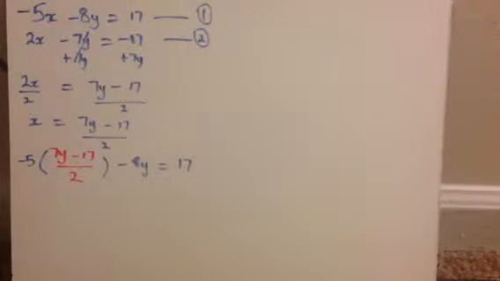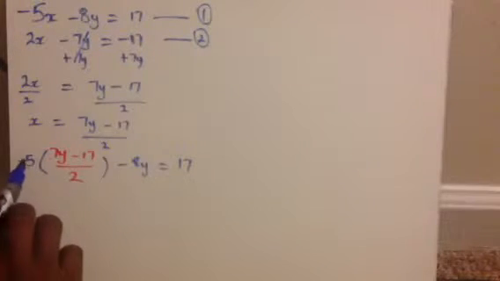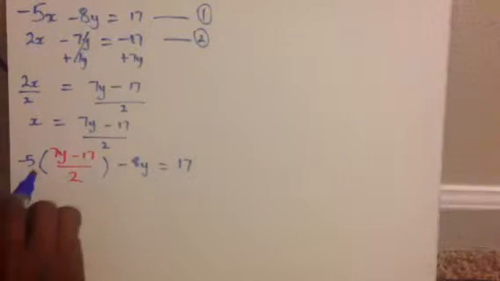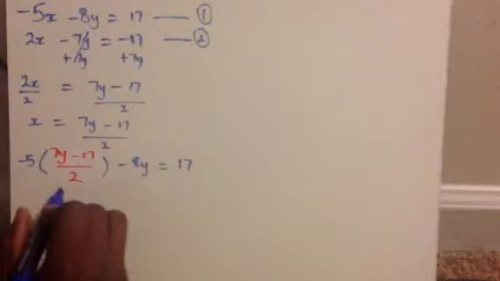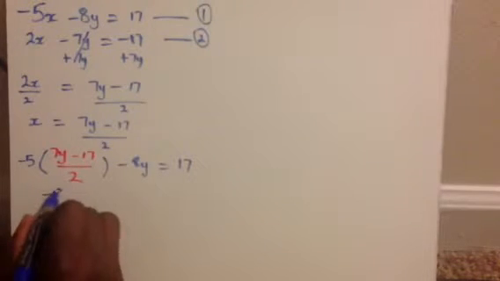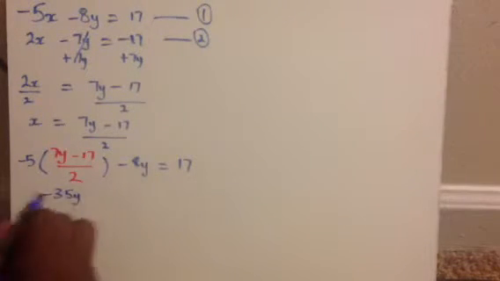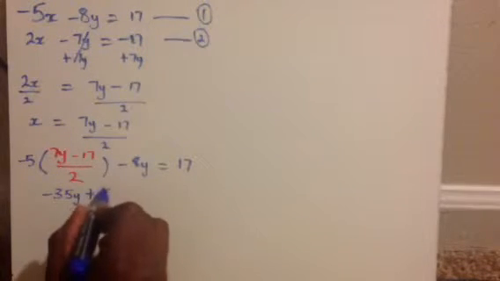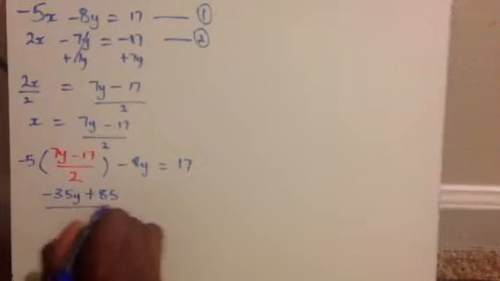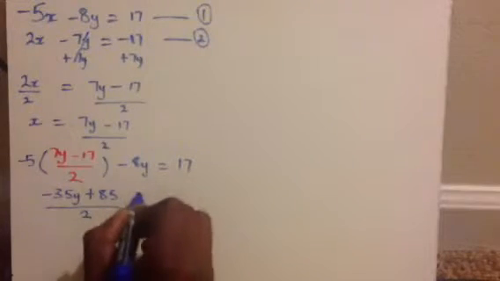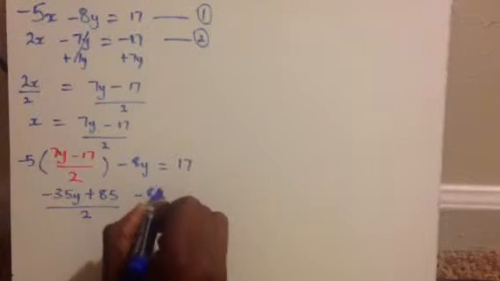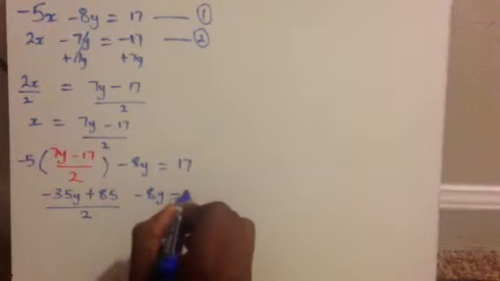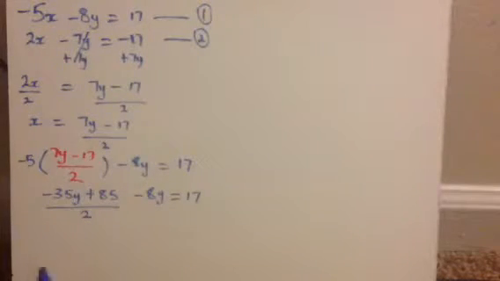So you start that by distributing the negative 5 into the parentheses. So negative 5 times 7y will be minus 35y. Then minus 5 times minus 17 will be a positive 85. And don't forget, it's all over 2. And then we have the minus 8y equals 17. So now, at this stage, I know sometimes it's hard to deal with fractions.